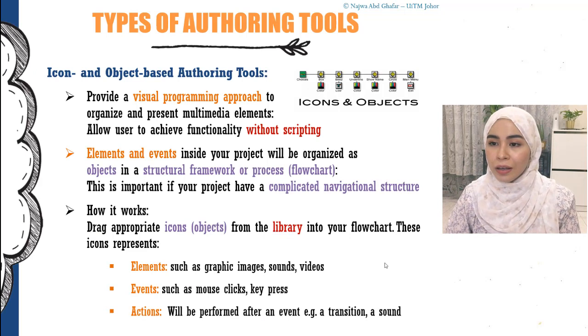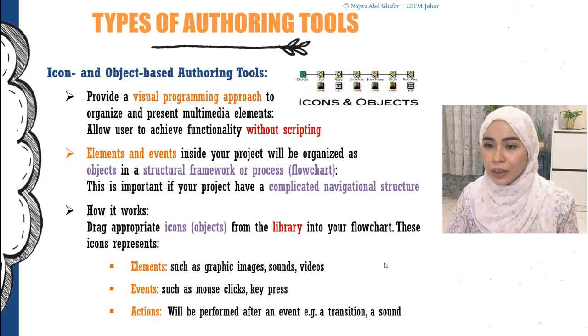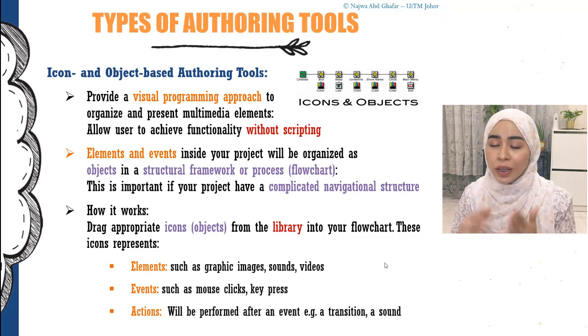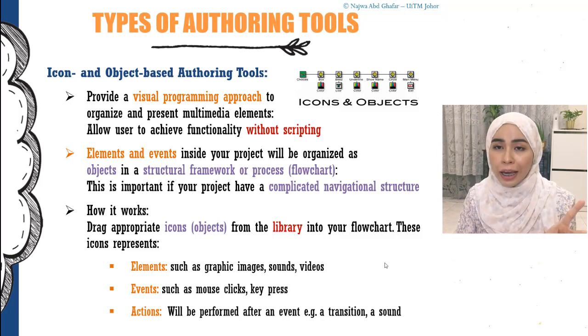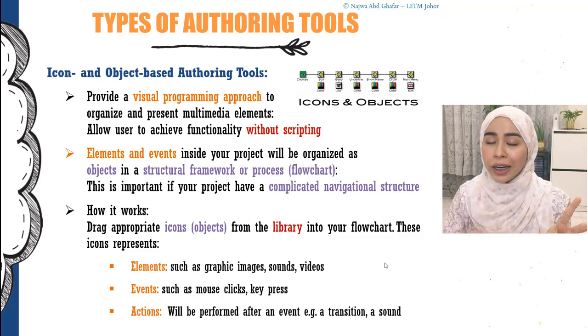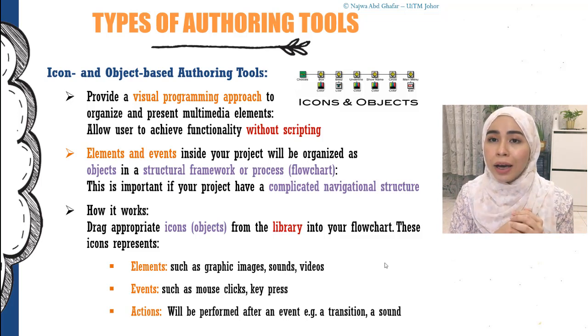So this is the last type of authoring tools, which is the icon and object-based authoring tool. Icon and object-based authoring tools provide a visual programming approach to organize and present multimedia elements, allowing users to achieve functionality without scripting. The difference between icon and object-based authoring tools and the other two that I've mentioned earlier is that the other two use a scripting language, meaning that in order to provide interactivity within your application, each object needs to have a script which is written or coded by the programmer.